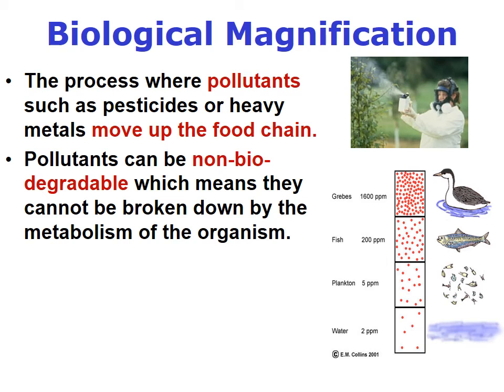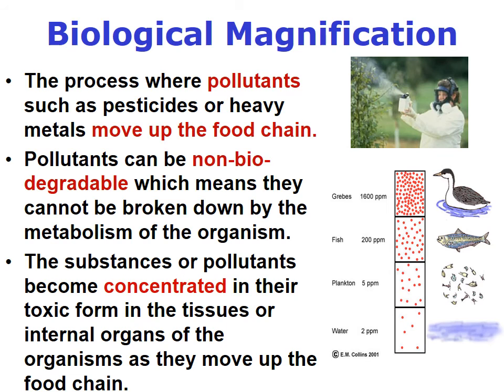Pollutants can be non-degradable, which means that they actually can't be broken down. Mercury is a perfect example of this. Mercury is a heavy metal. There is no way for us to metabolize it. So when we consume food with mercury, it actually just stays in our body. So what actually happens is that as you go up and up the food chain, it becomes more and more concentrated.